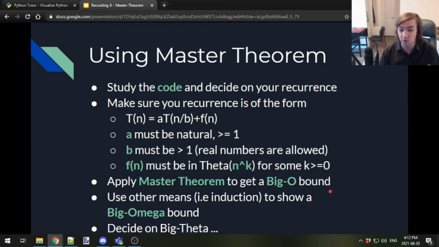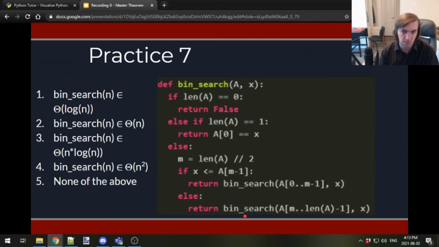That gives you a big O bound. Now, if you need to do big theta, you still are going to have to do the normal means like induction to show a big omega bound. But if you have big O and big omega, you can decide, is this big theta of something or are they separate and therefore there is no big theta. So more practice problems we'll go over in class.